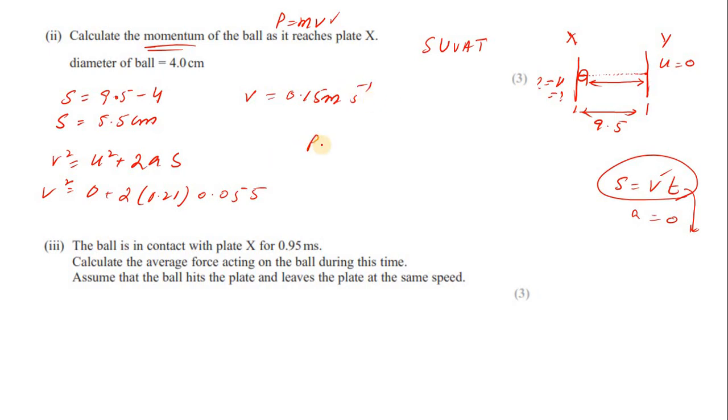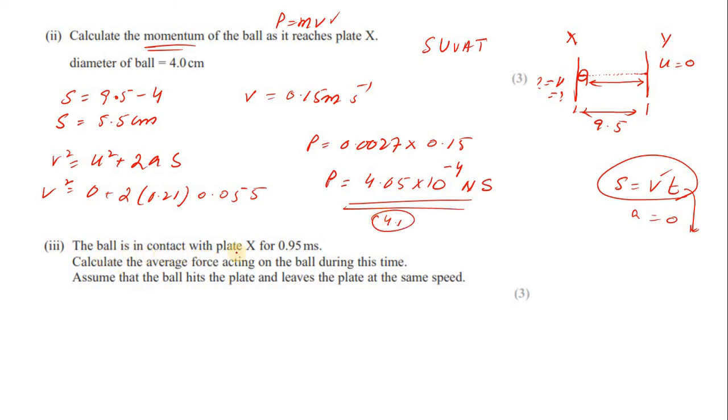Now you can find momentum. P is equal to M into V. And mass is given, 2.7 gram, so 0.0027 into velocity 0.15. So the momentum of the ball is 4.05 into 10 to the power minus 4 Newton second, or 4.1 if you wish.